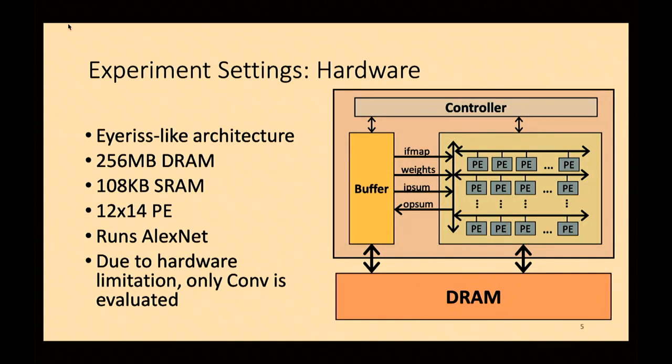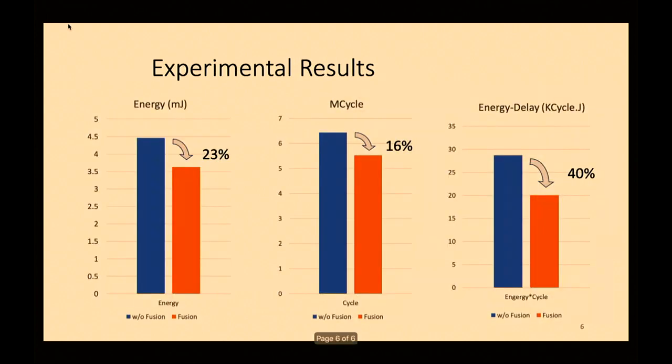So this is our experiment setting. We run our experiments on an Eyeriss-like architecture, which includes a 256 megabyte DRAM, 108 kilobyte SRAM, and a 12 by 14 PE array. And we run AlexNet as our workload. Due to the hardware limitation, only convolution is evaluated. So here's the result.